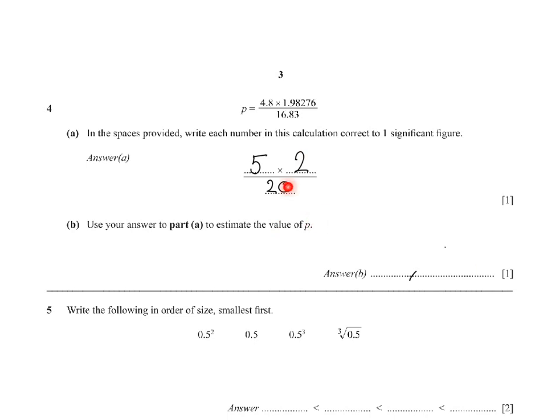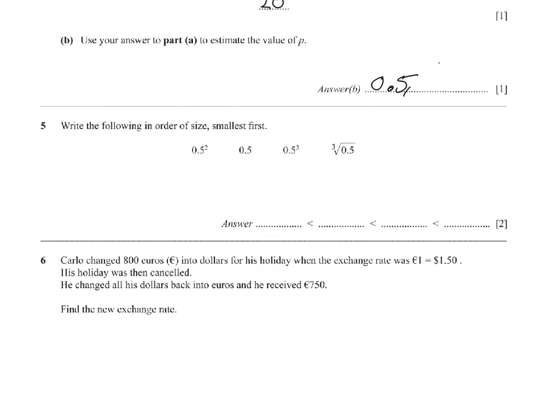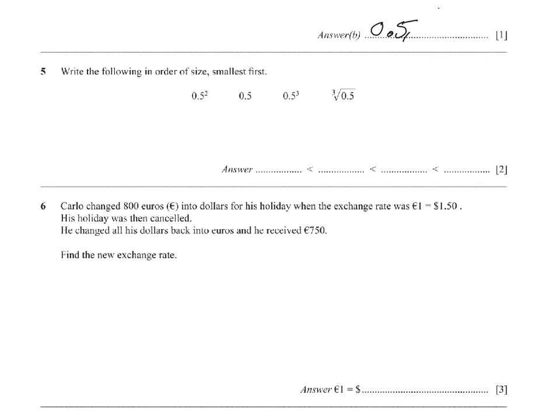So that is 10 over 20. That is a half, 0.5, or 1 over 2. There we go. And then probably you have to put it in order. Yeah, also a very common question.